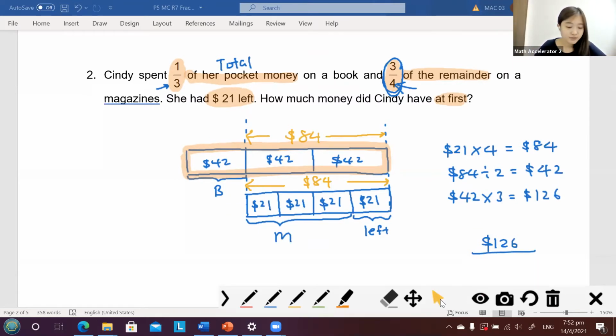Any questions? You can do your own method, then if you want to know this method also, you can copy it down as well. So you have more choices during the exam. But if you are familiar with one, you just stick with one. Just make sure your final answer got units. Okay, this is money. Okay, all right, no questions.